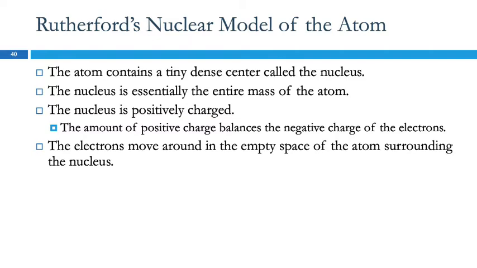So, we talked about Rutherford's nuclear model of the atom that came after the blueberry muffin model, the plum pudding model. Here we have the atom with a dense center called the nucleus. The nucleus contains essentially all the mass of the atom. It's positively charged, and then we have electrons moving around in empty space nearby. And the number of electrons is equal to the charge on the nucleus.